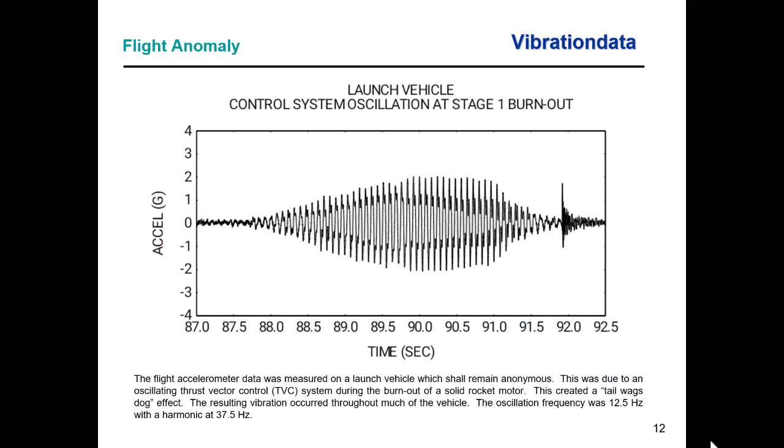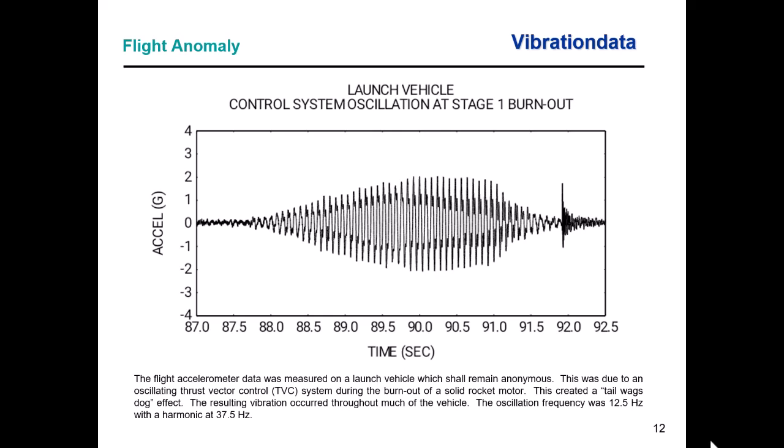Okay, here's a fun one. This is a launch vehicle control system oscillation at stage 1 burnout. And this was a solid rocket motor type vehicle, acceleration in G versus time in seconds. And we already talked about liquid engines having POGO. Well, this is kind of, sort of, but not exactly the same type of effect, only it's happening with a solid rocket booster. So there's an oscillating thrust vector control, TVC, system during the burnout of the solid rocket motor. So what happens is that the nozzle was gimbaled.